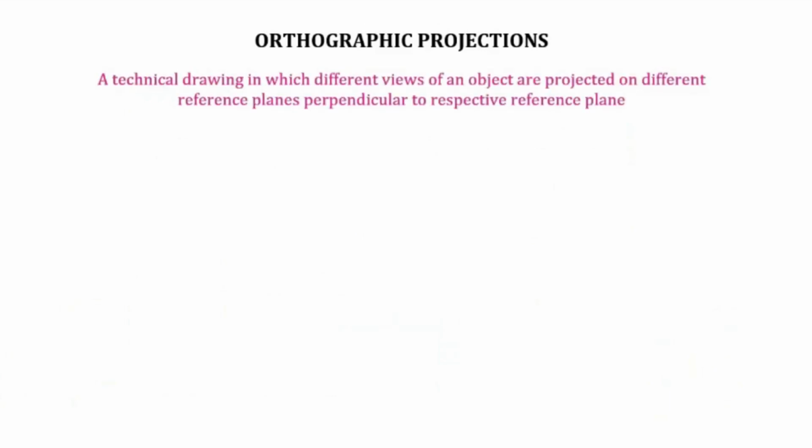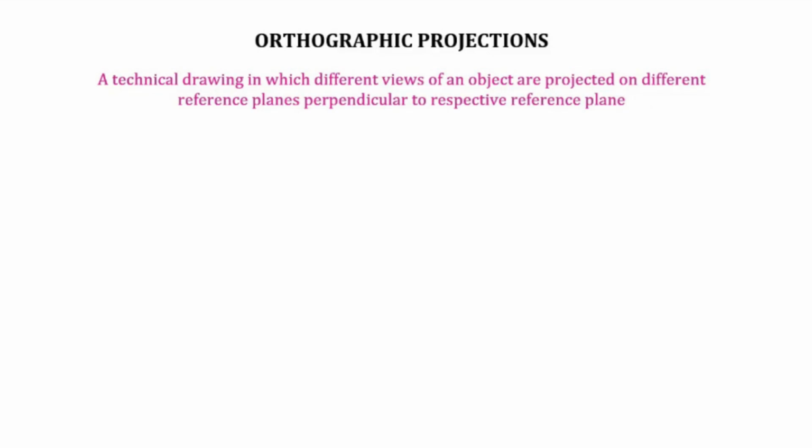So now we are coming to the orthographic projections. The orthographic projection, actually it is just a technical drawing in which we need different views. As I said, it can be front view, it can be top view, it can be side view. A combination of these all three views should be there. Only a single view may not be able to represent all the features of an object. So that is why it is multi-view projection.